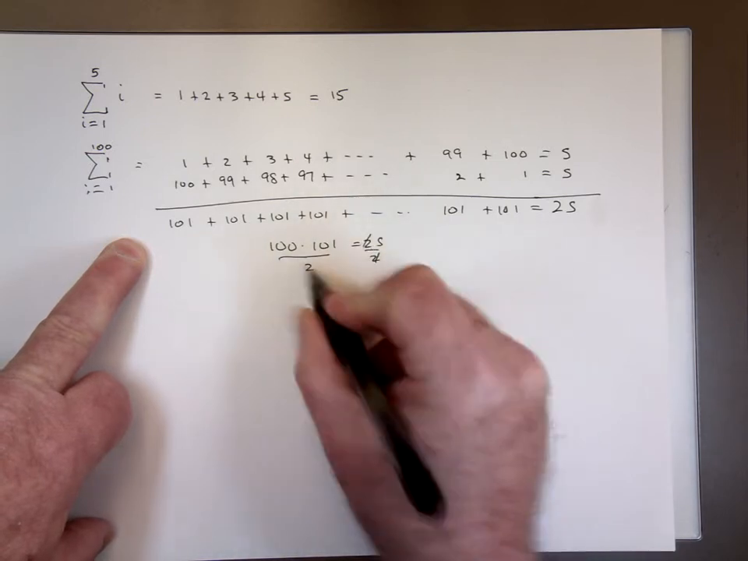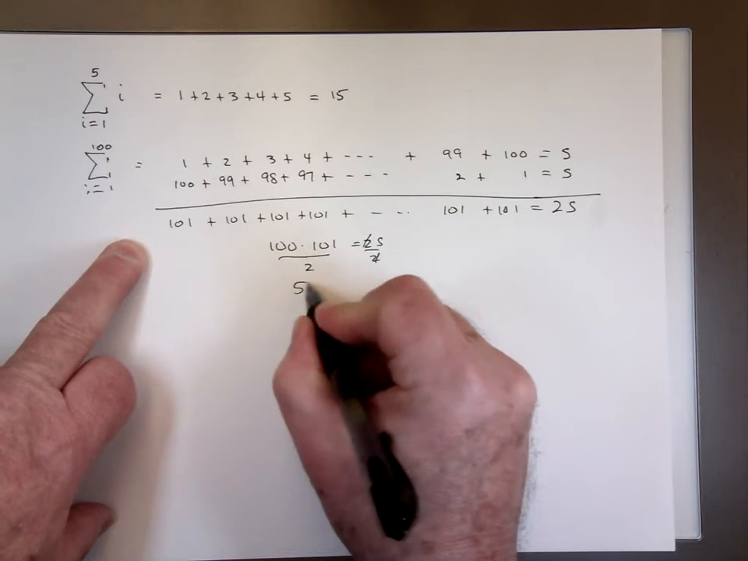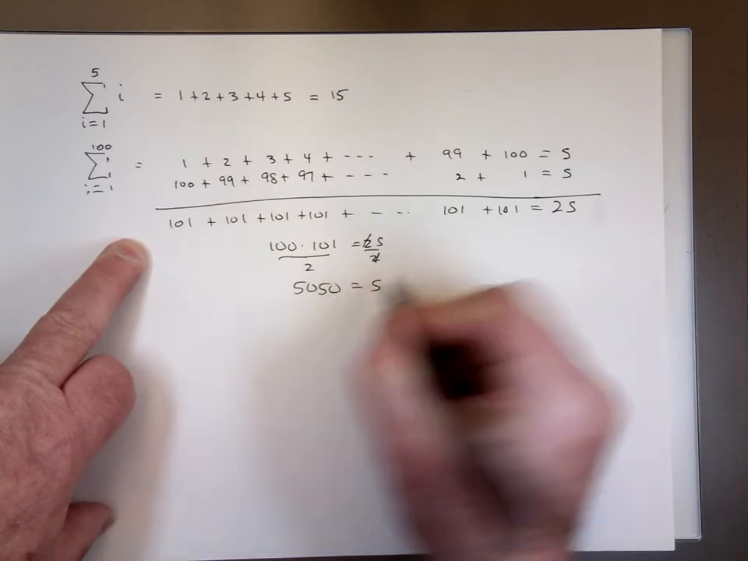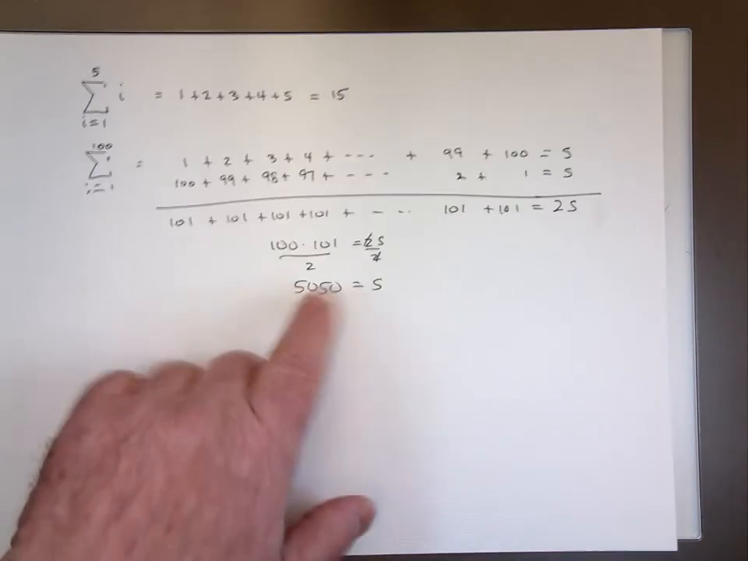2 goes into 100 50 times. 50 times 101 is 5,050. And supposedly he just did it in his head, because little Gauss was awesome. And that's the way he did it.